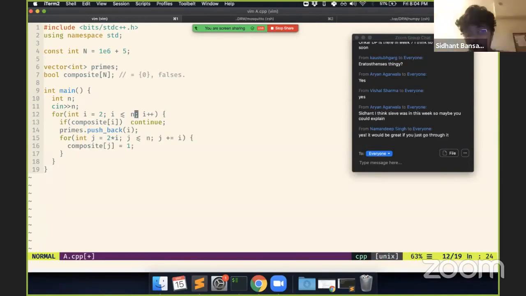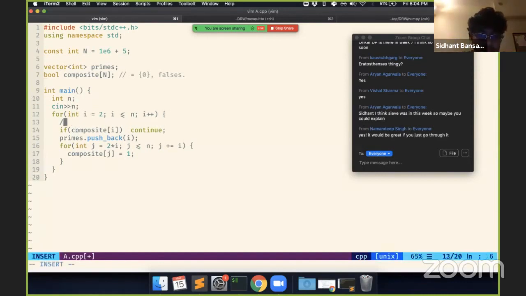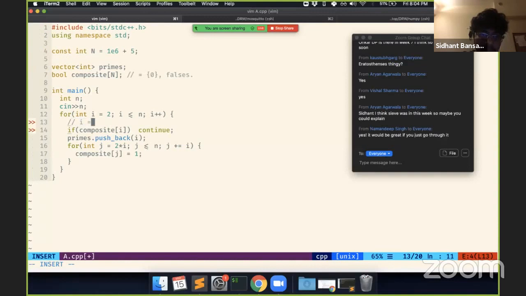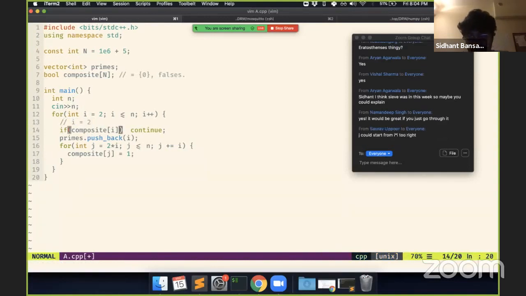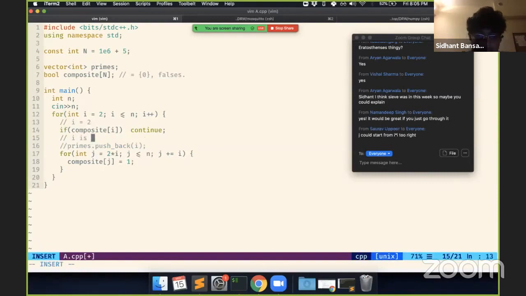Think of the composite array. This is the important array. The vector primes is not really that important. Now, when you come in for i equals 2, this thing is false because the entire array is false, so this condition doesn't get triggered. Ignore line 15 for now, it is a trivial line. If this condition doesn't trigger, that means i is prime. If i reaches line 15, i is prime. So you push it into the primes vector and collect all the primes there.